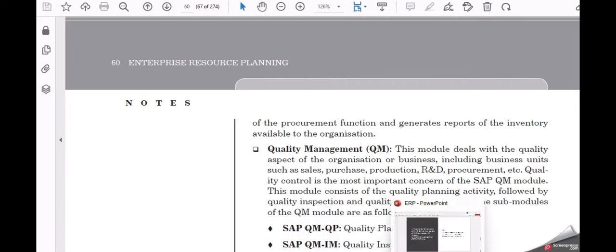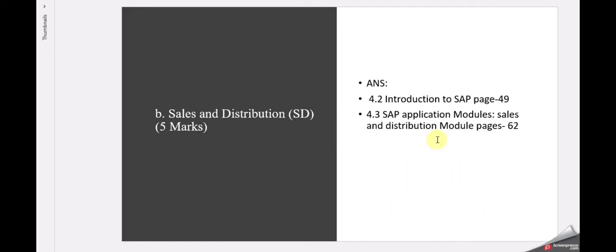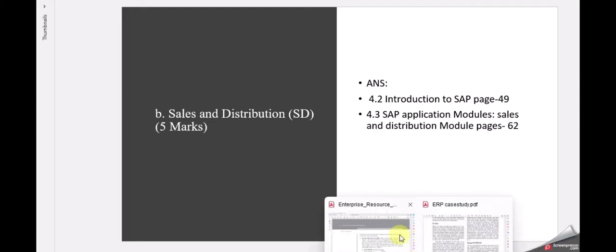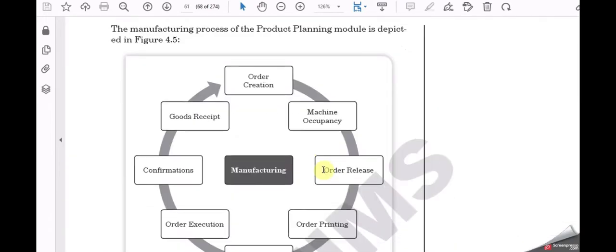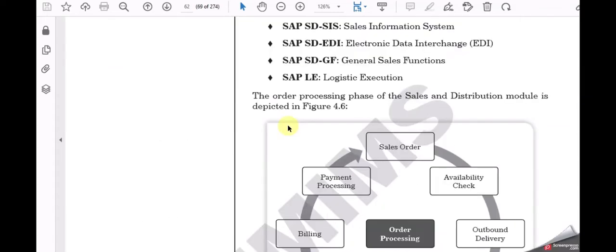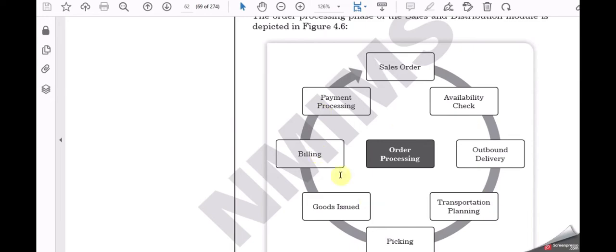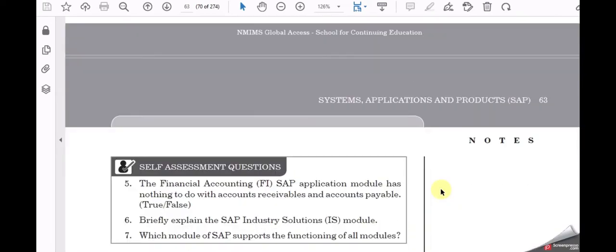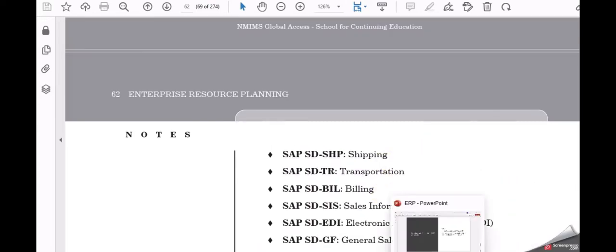Okay, and going back to question 3b, we have to explain the sales and distribution module here. We have to go back with the same introduction of SAP and then come down to the sales and distribution module. So the sales and distribution module is here. Again, you have SmartArt here, so you can use SmartArt and create this chart. Yeah. So this is the same for questions A and B.